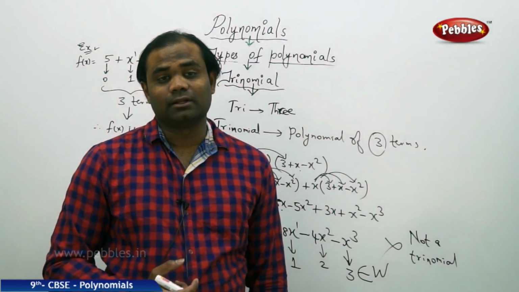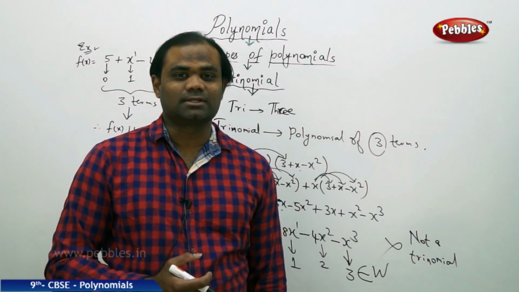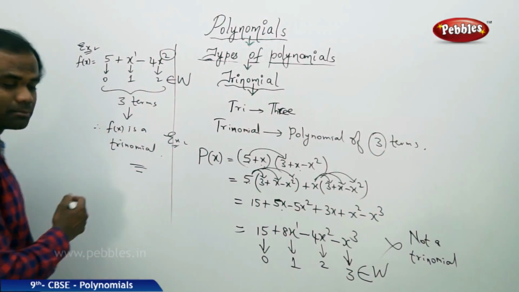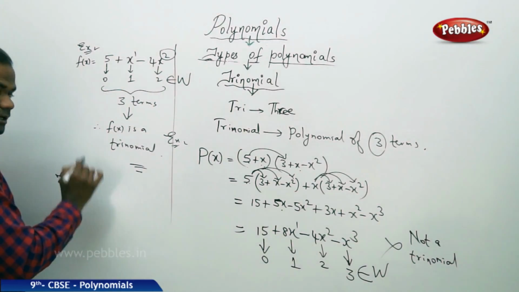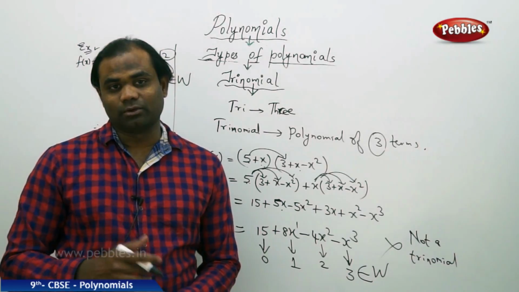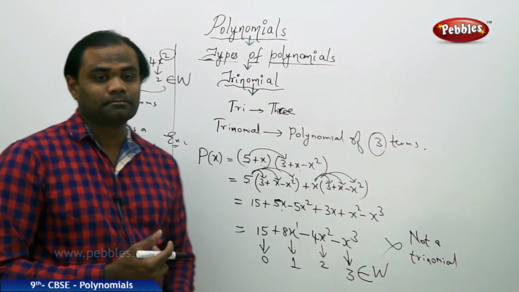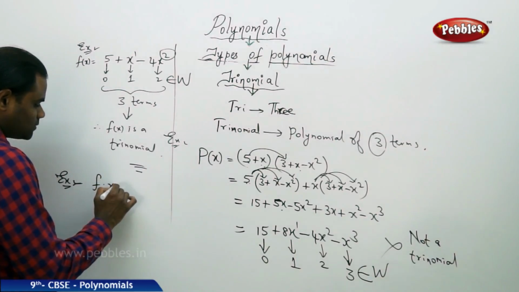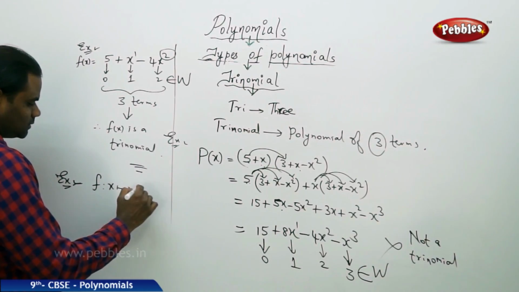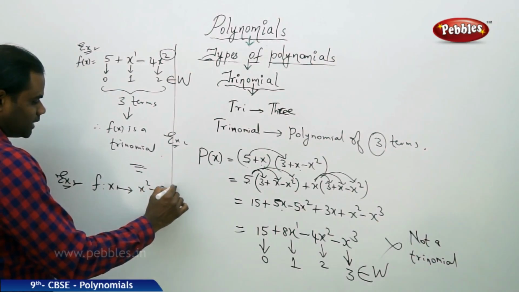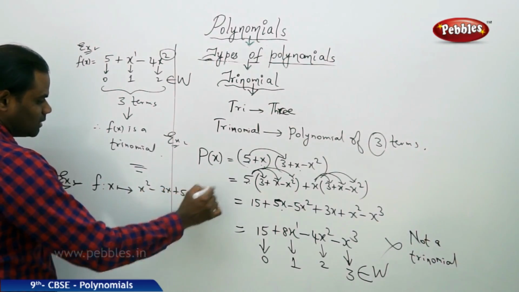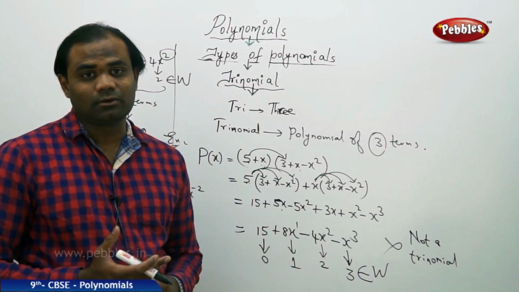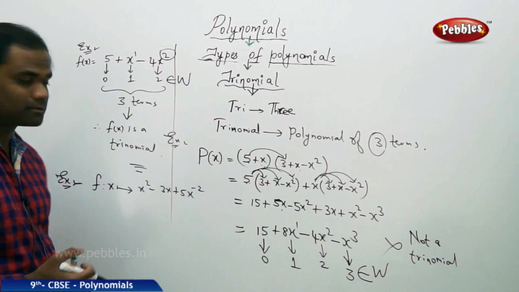Binomial, trinomial, and monomial is what we discussed as the different types of polynomials. Now let's take an exceptional problem and identify if that is a trinomial or a binomial or a monomial. For example, I have f from x to x squared minus 3x plus 5x to the power minus 2. So let's see whether it's a polynomial or not.